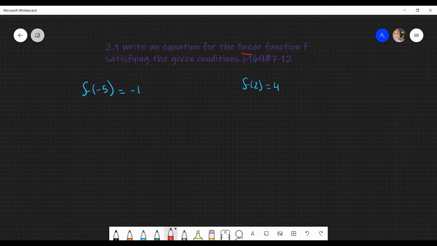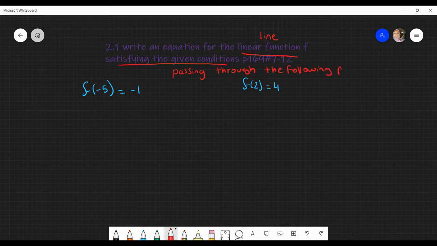When we say linear function, it means nothing but line. So they're saying, in easy words, write the equation of the line. And instead of saying satisfying the given conditions, you guys are used to this language: passing through the following points.